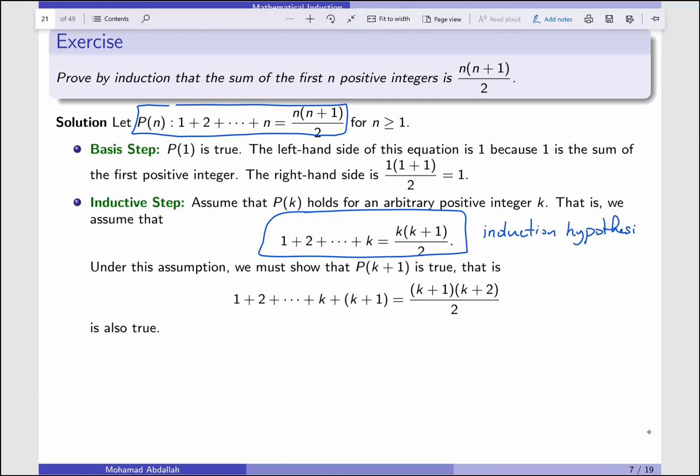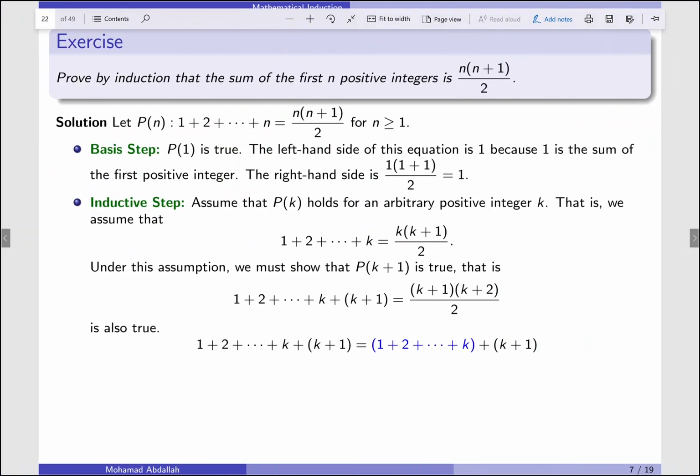And you have to use this to be able to prove P of k plus 1. So I'm assuming that P of k is true. Now I want to show that P of k plus 1 is true as well. And I always recommend to write what you want to show. I want to show this. I don't have it. That's what I need to show. So I want to show this statement, and I have to make use of the induction hypothesis.